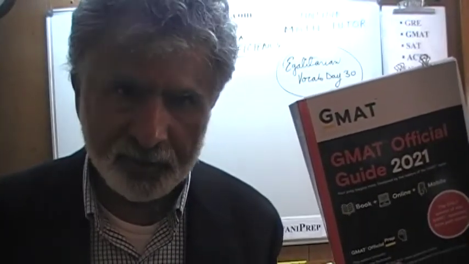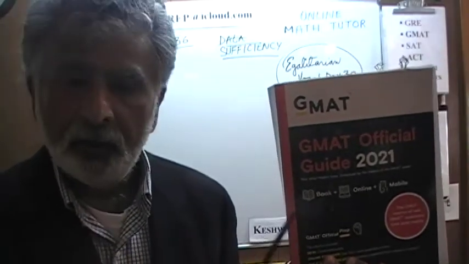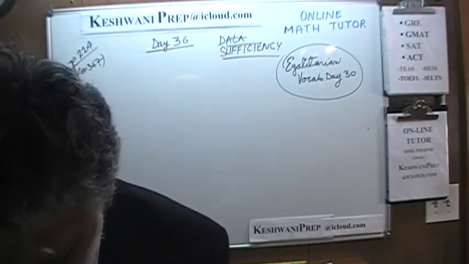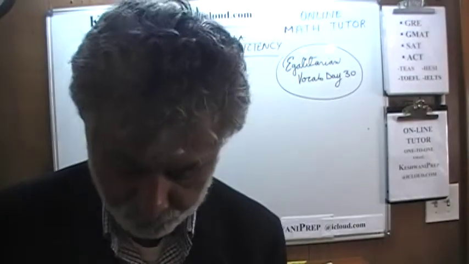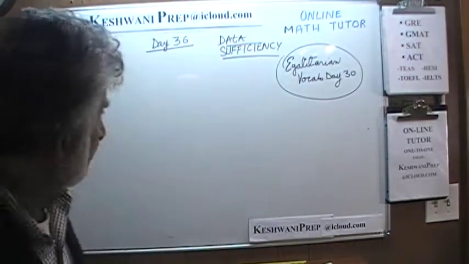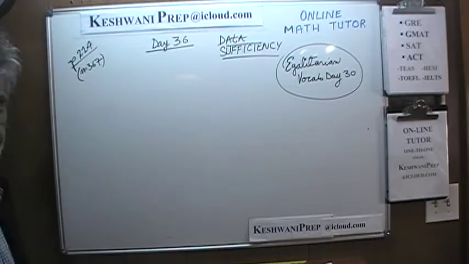We have been solving GMAT math problems out of this book here, the GMAT Official Guide 2021. If you do not own this book already, purchase one immediately. You're going to need it. Today, we will solve some data sufficiency problems that you will find on page number 214. Turn to it. Page number 214, number 1, 361, the very first one.